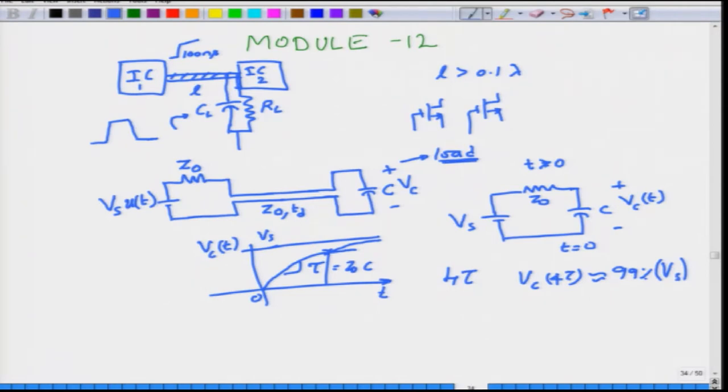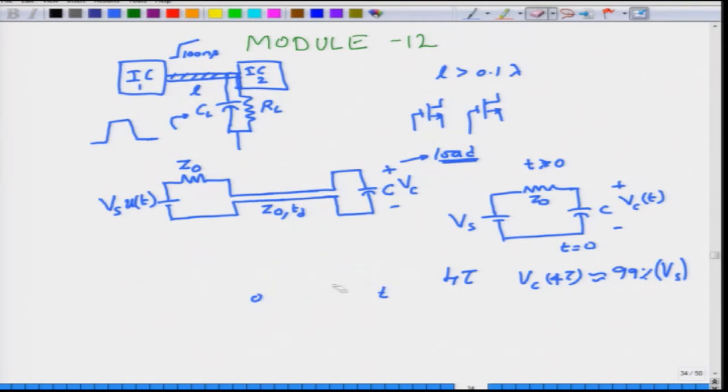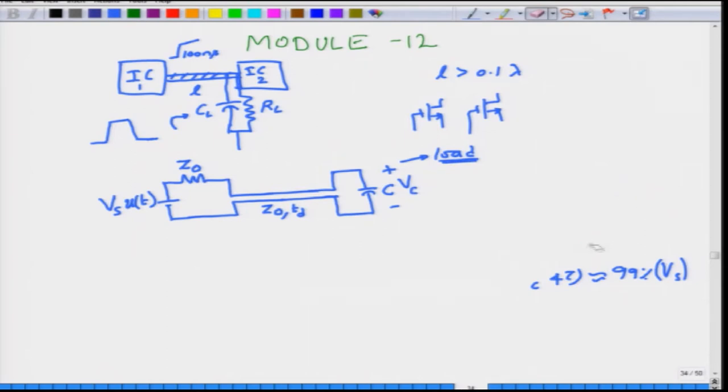So this, if you have studied circuit theory, is just a quick review of whatever happens in a simple RC circuit. And if you understand all this, then you may be in a better position to ask what the introduction of the transmission line between the load and the source is going to do to the voltage across the capacitor.